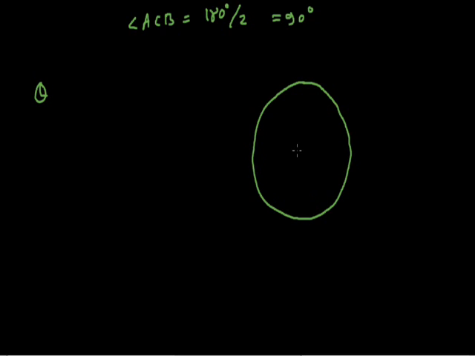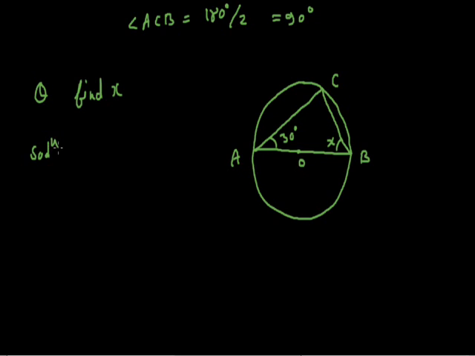Let's say we have a circle with center O, and let's say AB is the diameter. This is the point C. Let's say this is 30 degrees, and we have to find the value of x. Let's see here. As AB is the diameter, and we know that the angle in a semicircle is always 90 degrees, therefore angle ACB is 90 degrees.